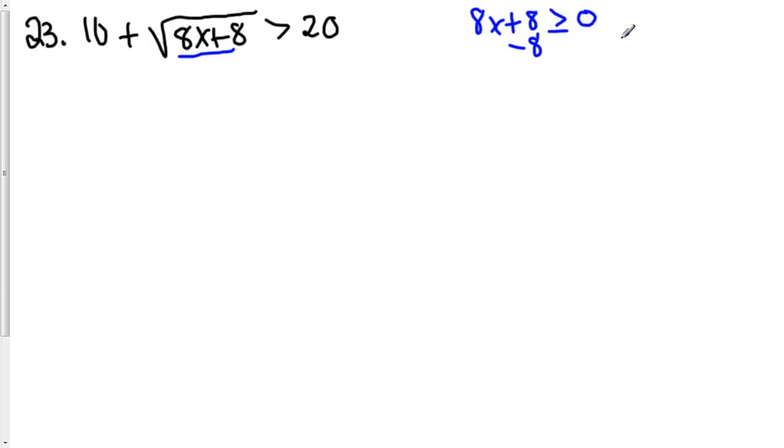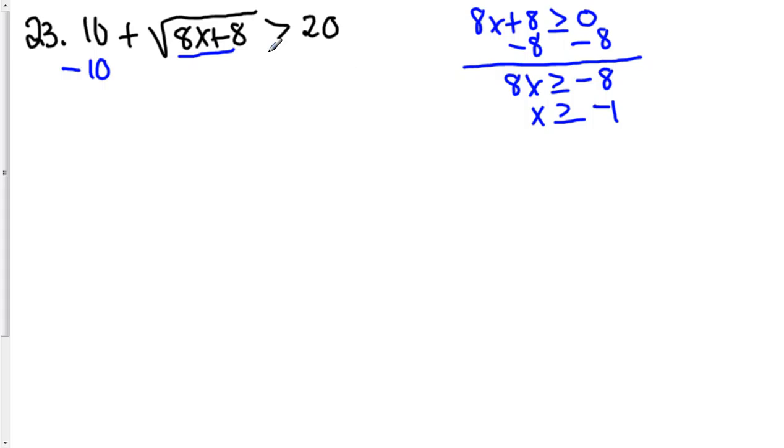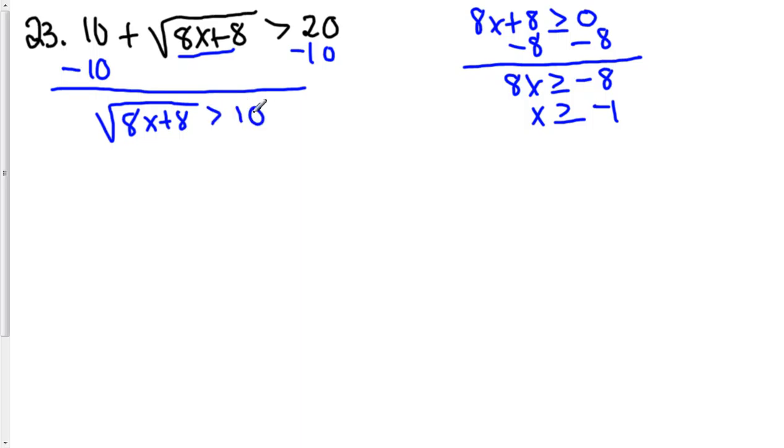We solve it, so subtract 8 from both sides, and we get 8x is greater than or equal to negative 8. Divide both sides by 8, and we get x is greater than or equal to negative 1. Now I need to solve this whole thing on this side. I need to isolate my radical, so minus 10 on both sides. Once I subtract 10, I'm left with the square root of 8x plus 8 is greater than 10.